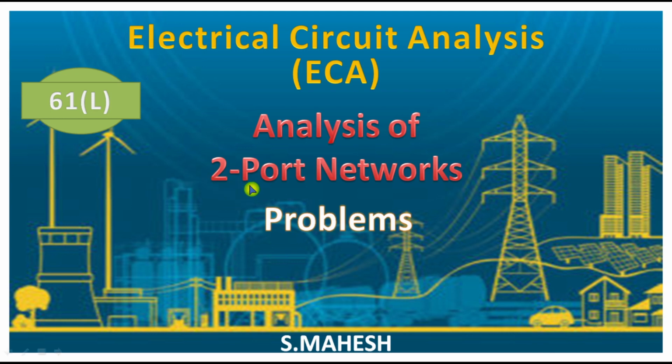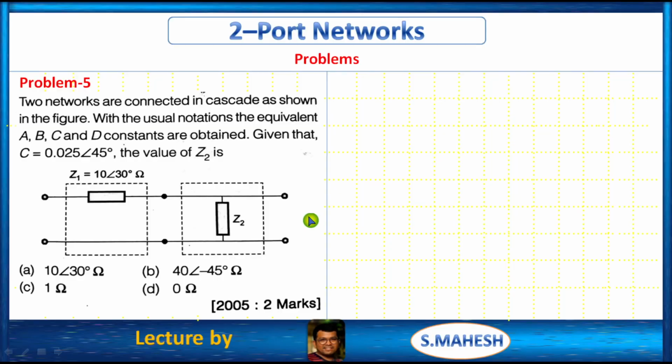Hello everyone, we can continue the problem session on two port networks. Next is the fifth problem. Two networks are connected in cascaded manner with usual notations. The equivalent ABCD constants are obtained. Given that C is like that, what is the value of Z2? Now we have to calculate the value of Z2.